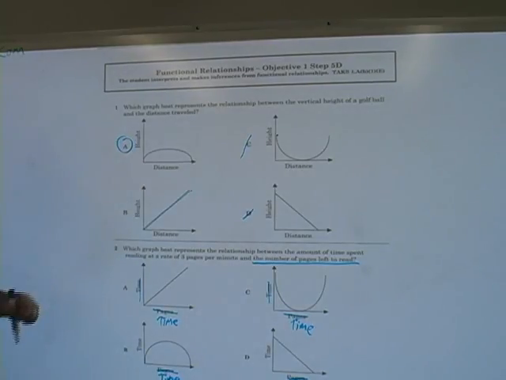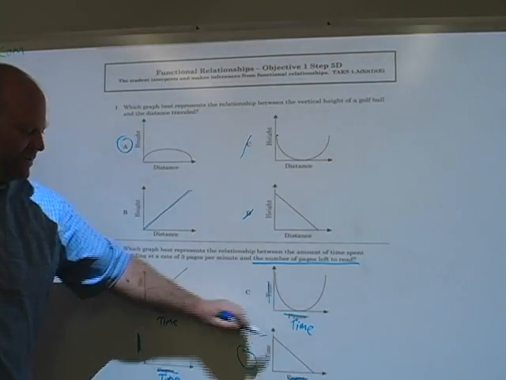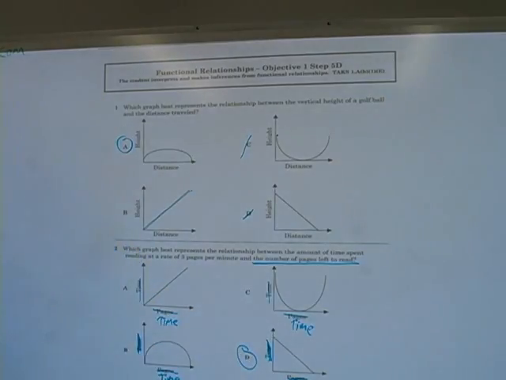So what's the answer? It has to be D. Start up here, and over time, the number of pages is going to go down until you're done reading the book, so the pages would be at 0. Okay? That's all for today.